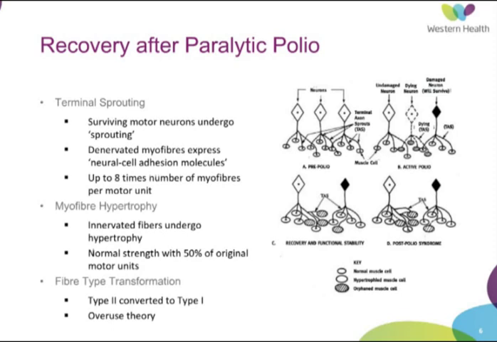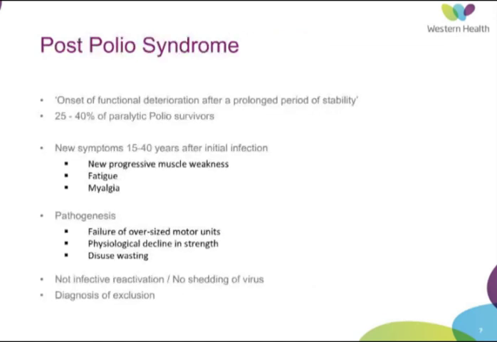Post-polio syndrome is a clinical entity that we're seeing more so these days, obviously, rather than the acute infection, particularly in Australia. This is the onset of functional deterioration after a prolonged period of stability. It affects up to about 40% of polio survivors, and the symptoms come on between 15 and 40 years after that initial infection. It's a clinical diagnosis, diagnosed by new progressive muscle weakness, fatigue and myalgias. There's a few theories again as to how this comes about. It was initially thought to be a reactivation of the virus, a new or second wave essentially of the polio, but that's since been disproven.